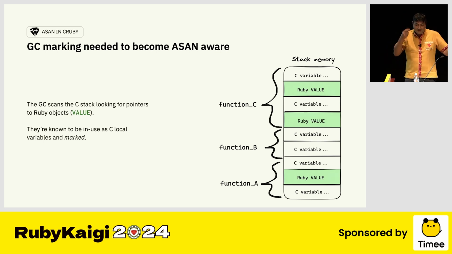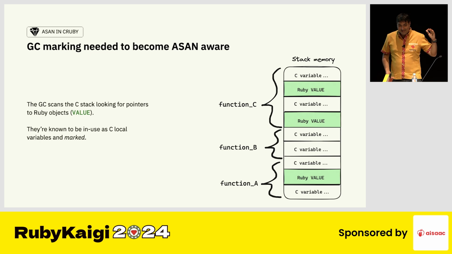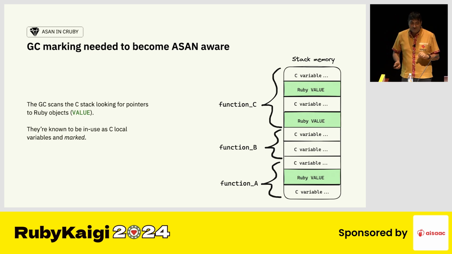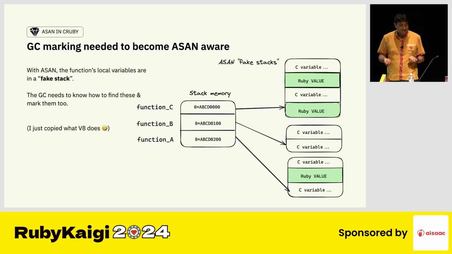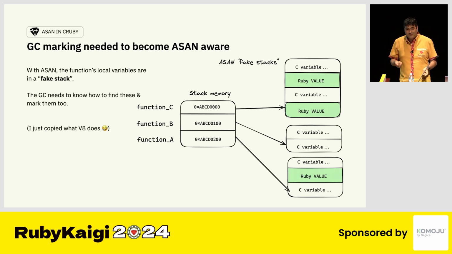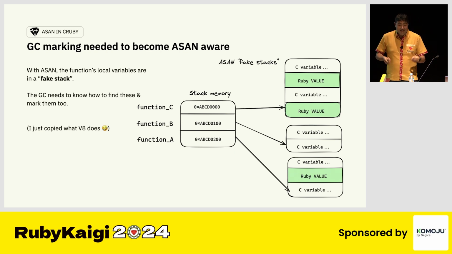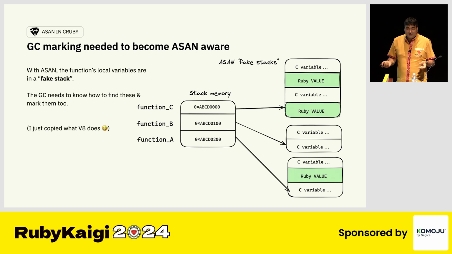The problem is, we said before, ASAN doesn't like putting things together like that. It wants to put red zones around everything. So in ASAN, actually, the local variables are not stored on the machine stack at all. When you build a program with ASAN, every time you enter a function, it allocates a special fake stack and puts your local variables for that function there. So that's where all the Ruby references would end up. And if the garbage collector can't see those, then those objects risk being prematurely garbage collected, and all the bad things happen as a result of that.